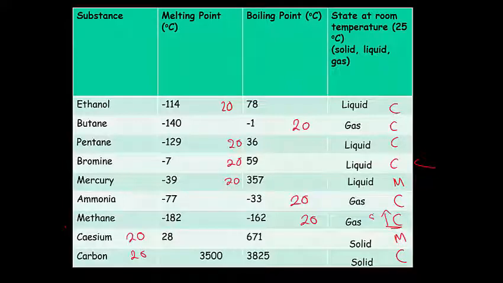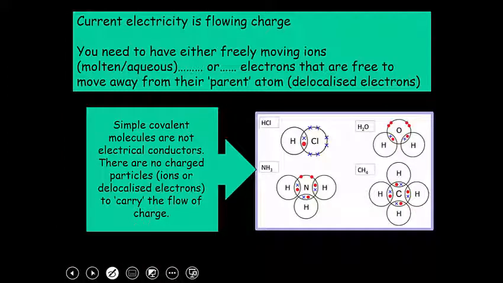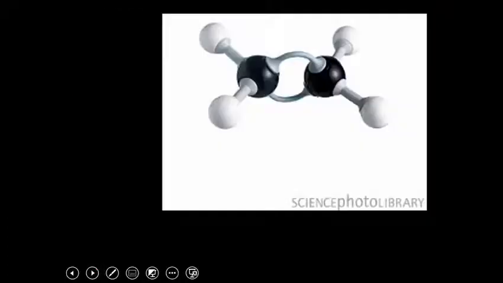Now, if you look at this dividing line where we get the solids, everything above that that's covalently bonded is a small molecule. Okay, so the small molecules are very much associated with those weak bonds. Another thing that we have in simple covalent molecules is that they are not good conductors of electricity. That's because there are no charged particles, i.e. delocalized electrons or ions, that can carry the flow of the charge.